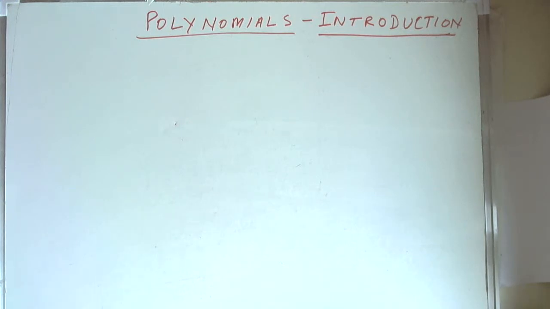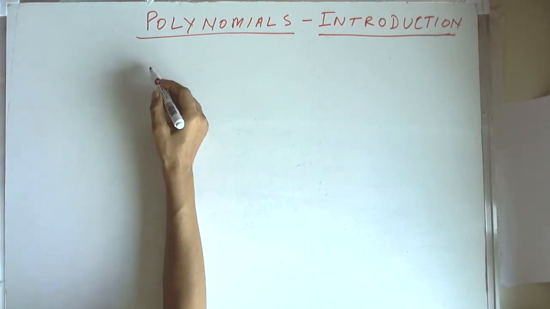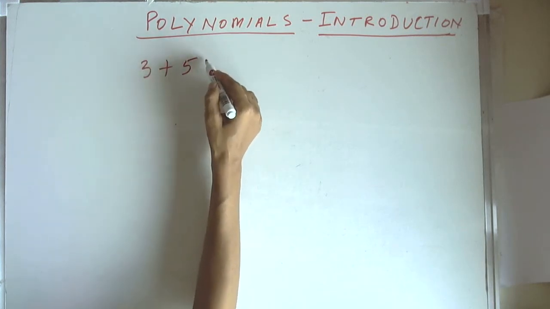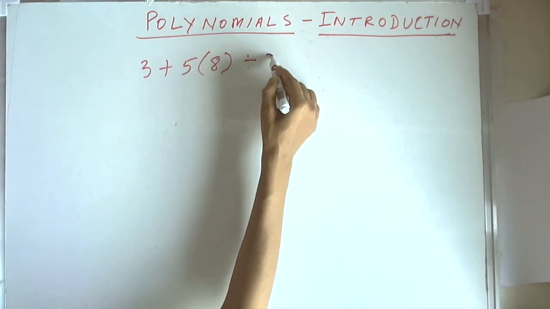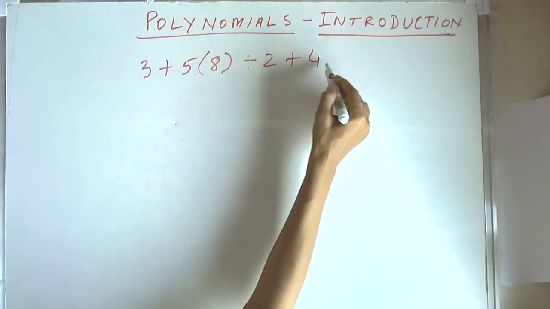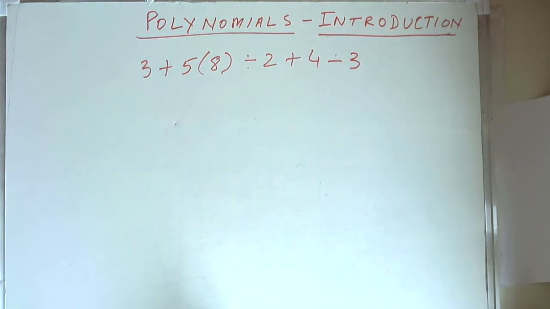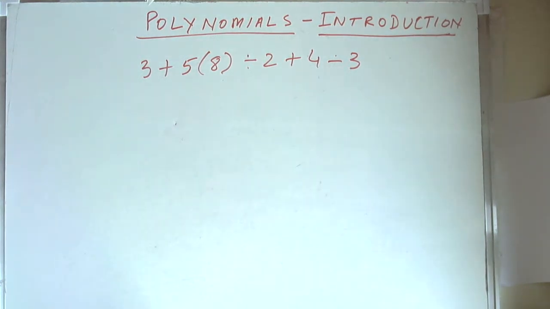Let me first introduce that we are used to arithmetical expressions. We have seen something like 3 plus 5 into 8 divided by 2 plus 4 minus 3 in our earlier classes. What are these? These are arithmetical expressions. And what do they contain? They contain only the numbers. And that is why they are arithmetical expressions.